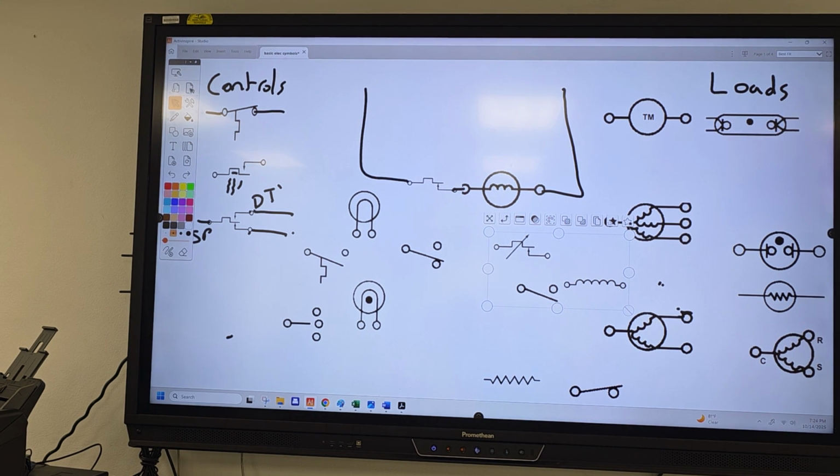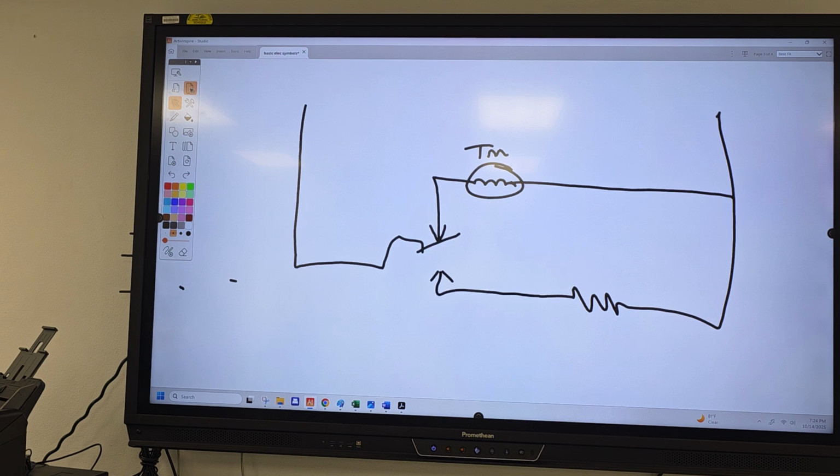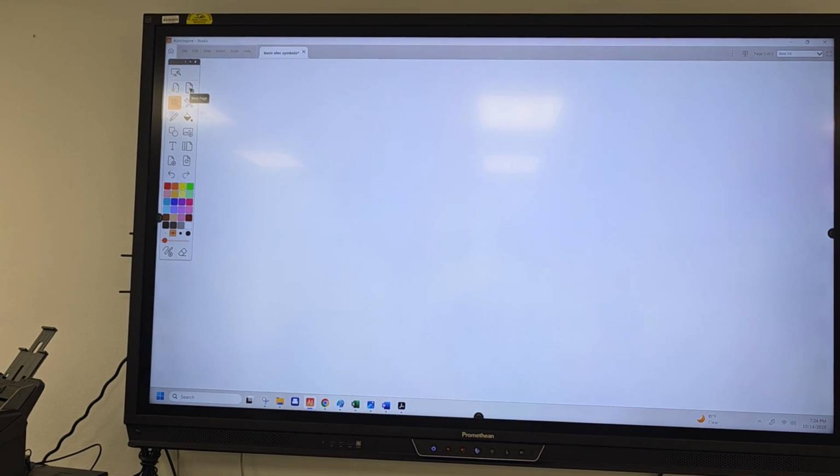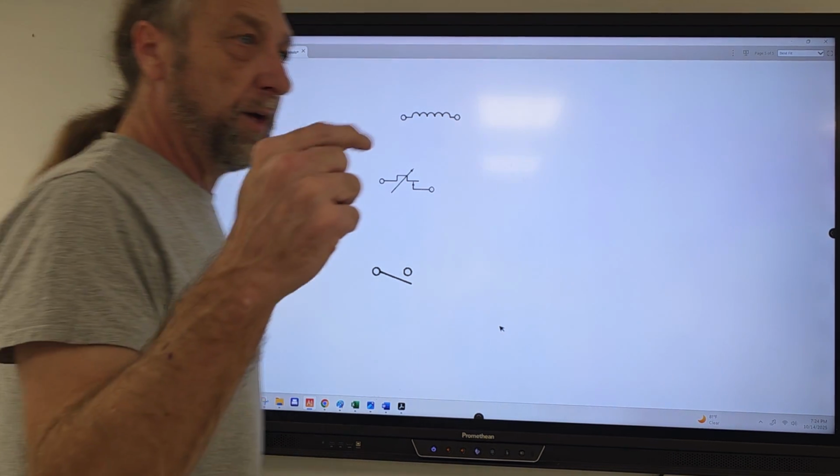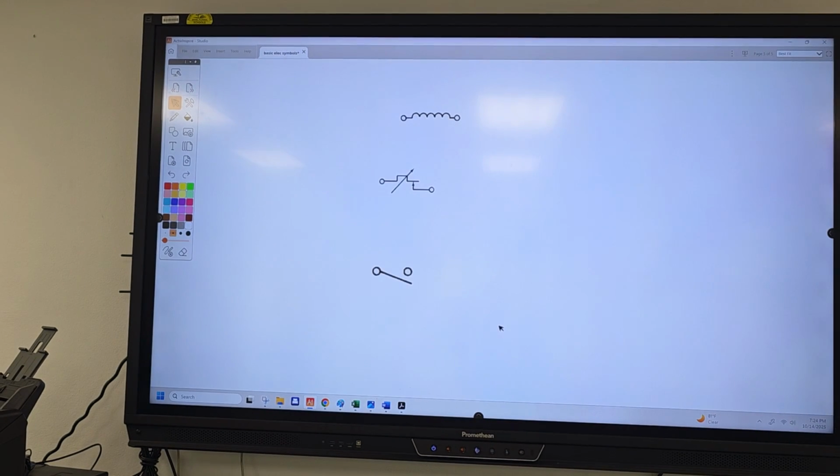And who's my next person coming up? I want power to come in through the main switch, go through the solenoid, then the thermostat on the other side, and go back out. Someone draw me the whole diagram and put those parts together.